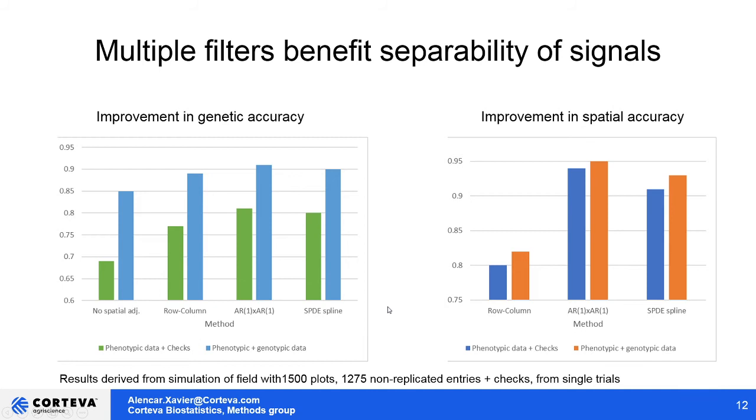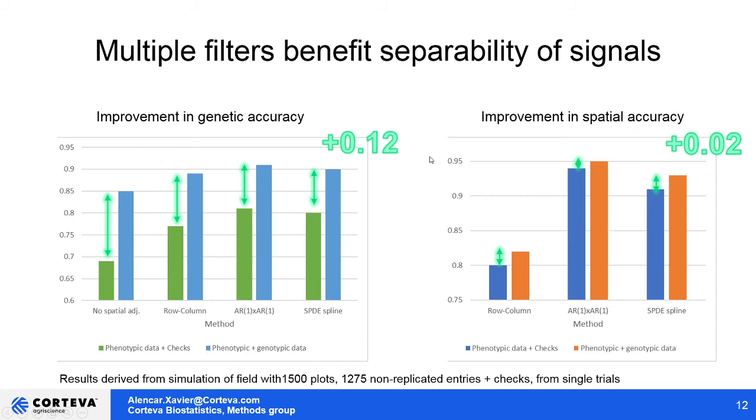So we made a simulation to see what's the gain you get from applying those filters concomitantly. And a very nice thing is that here we are looking at genetic accuracy and the spatial accuracy in the simulation. Left and right here basically is not using relationship and using genetic relationship, and the different types of filters for the spatial, so row column, AR1 by AR1, or spline. So of course, adding the genetics really gave a boost to the genetic accuracy, right? If you add the relationship information, could be genomics or pedigree, in this case genomics. But adding this relationship also increases, although not by much, the spatial accuracy.